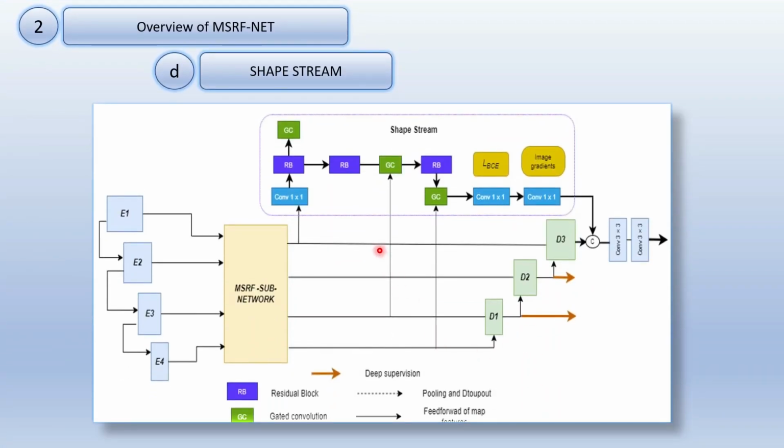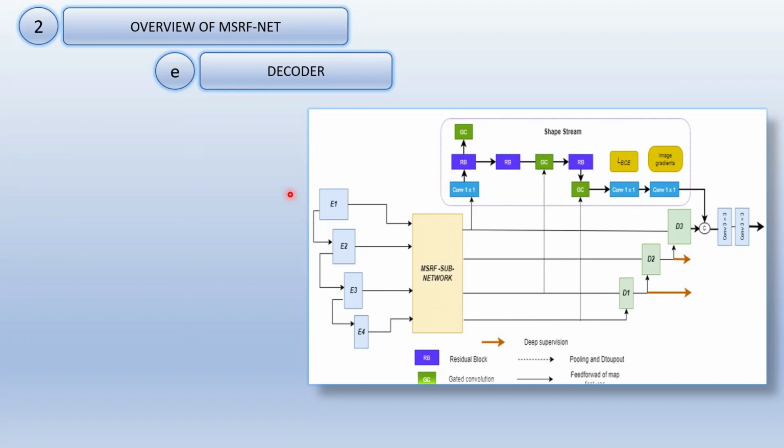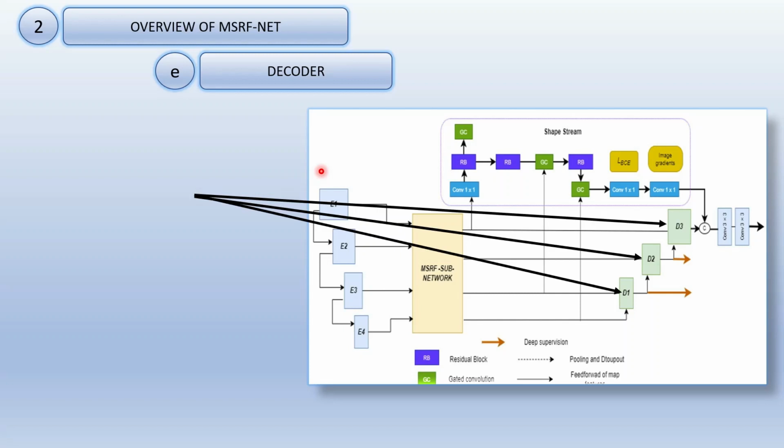In MSRF-NET, a gated shapestream was used. It is responsible for detecting the boundaries of segmented objects and passing this information into the network. This element gives the model the capability of segmenting objects of various sizes. The final element of the model is the decoder. The decoder blocks from D1 to D3 employ two different attention structures. The first one is a gated attention and the second one uses spatial and channel-wise attention.